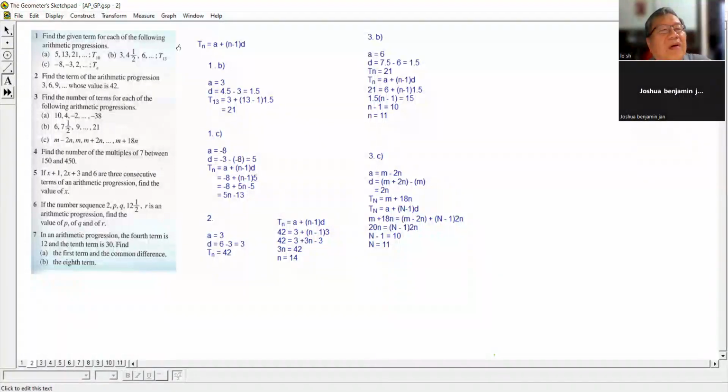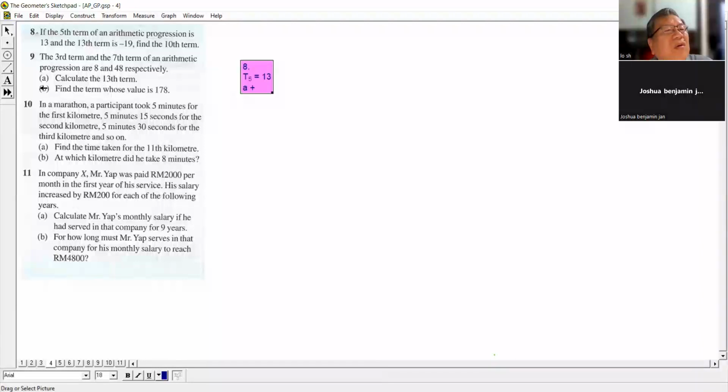This is the formula. A plus 5 minus 1 D. 5 minus 1 is 4D. So A plus 4D is equal to 13. Okay, so this is the first equation.